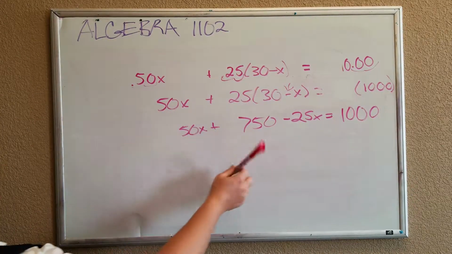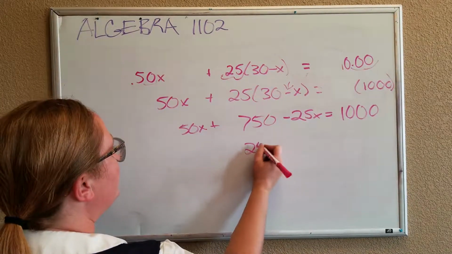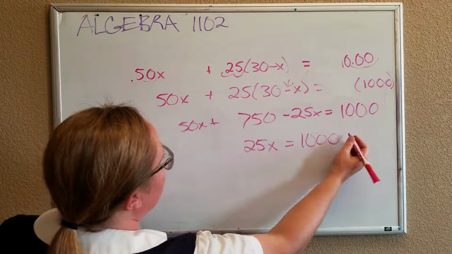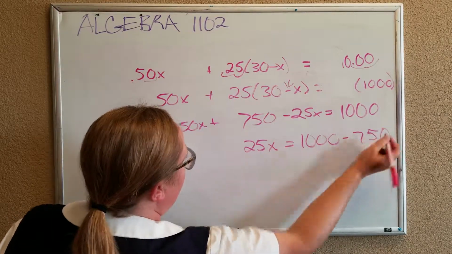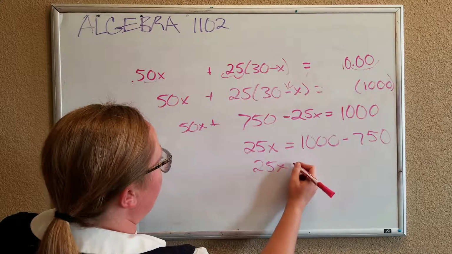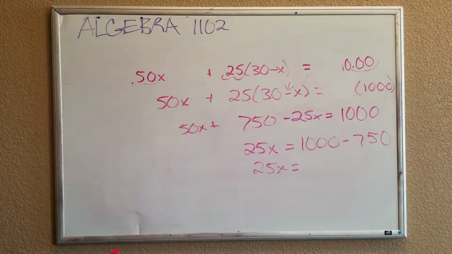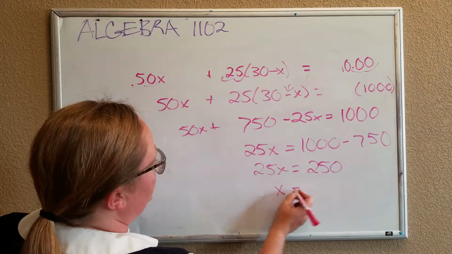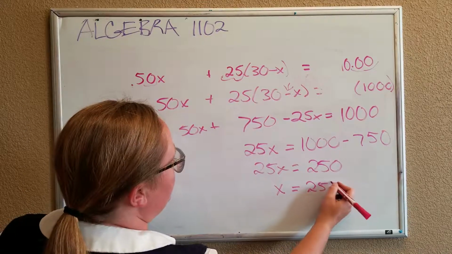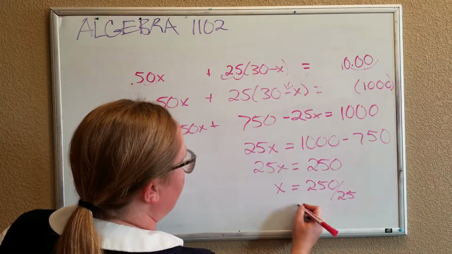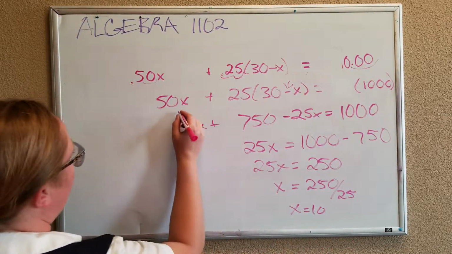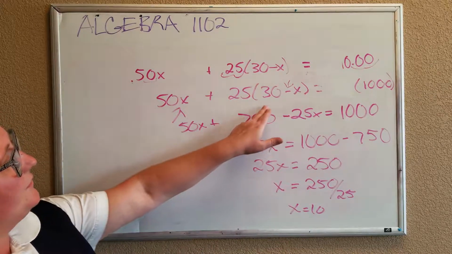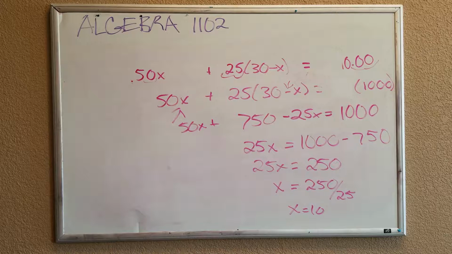All right, then combine your like terms. 50 minus 25 is 25x. 1,000, and we're going to minus the 750 over here on this side. 1,000 minus 750 is going to equal 250. And then we'll divide that 250 by the 25 that's multiplied to the x. 250 divided by 25 gives us 10. X equals 10. So which one was x? The 50-cent fare, which was the adults. So there were 10 adults, and then 30 minus 10, 20 children.